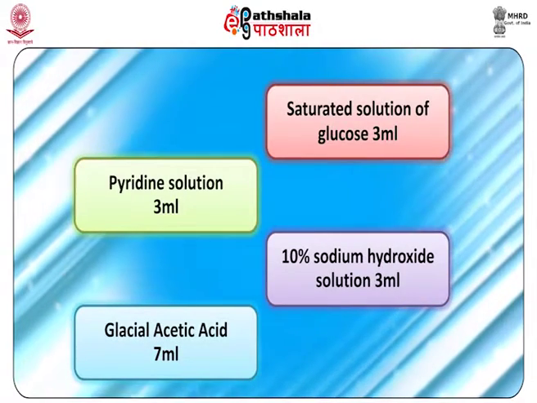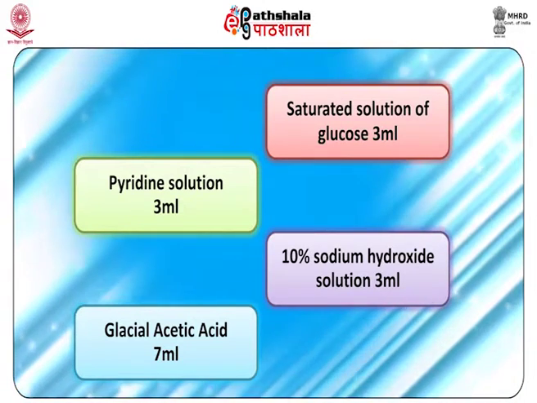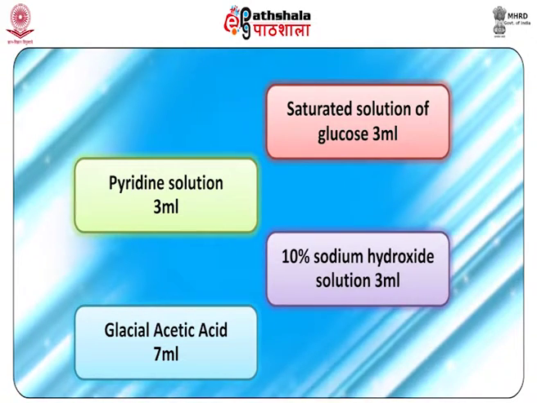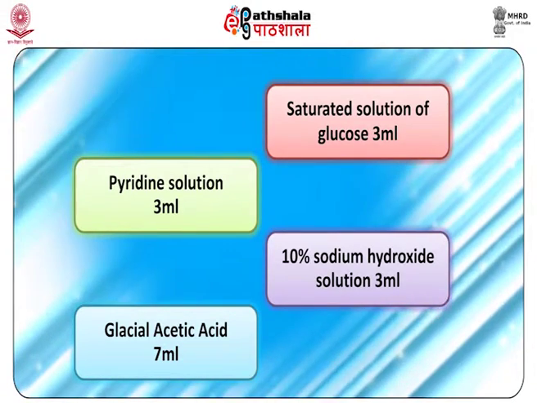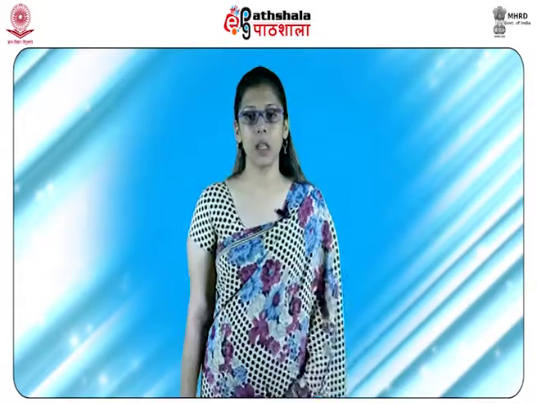First is Takayama test. It is also known as hemochromogen test. Takayama reagent: saturated solution of glucose, that is 3 ml, pyridine solution, that is 3 ml, 10% NaOH, that is sodium hydroxide solution, 3 ml, glacial acetic acid, 7 ml. Reagent preparation: take 3 ml of saturated solution of glucose, 3 ml of pyridine solution and 3 ml of NaOH solution along with 7 ml of glacial acetic acid.